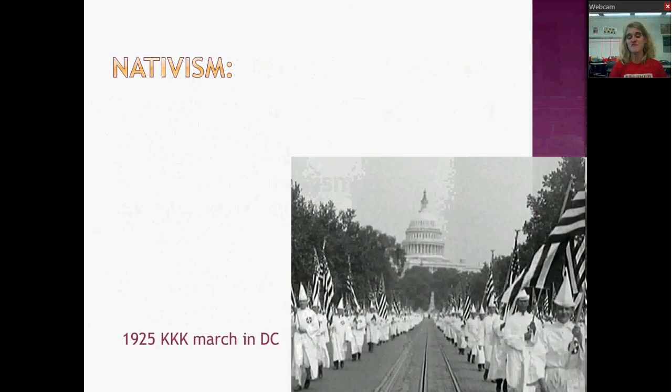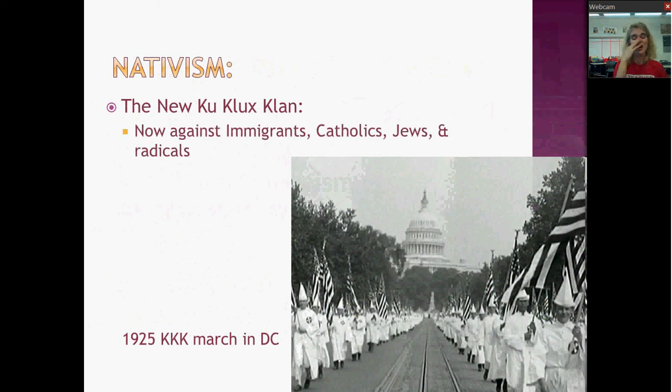So some of the effects of this nativist feeling. We start with the new KKK, the new Klan. The Klan had kind of fallen out of favor in the Gilded Age, but with the rise in immigration, it starts to pick a little bit back up. And now it's not just African Americans, it's Eastern Europeans, Italians, Russians, Catholics, Jews, any kind of radical. Labor unions were another one that the KKK wasn't crazy about. Membership picked up a huge amount, over 4 to 5 million members of the KKK in the 1920s. And this is all over the country, not just in the South. So this is a really big deal.